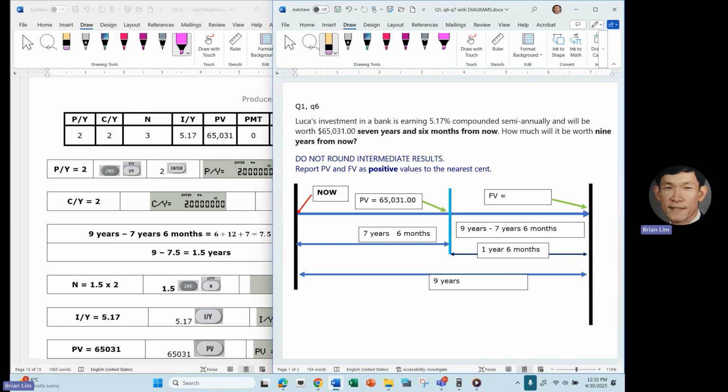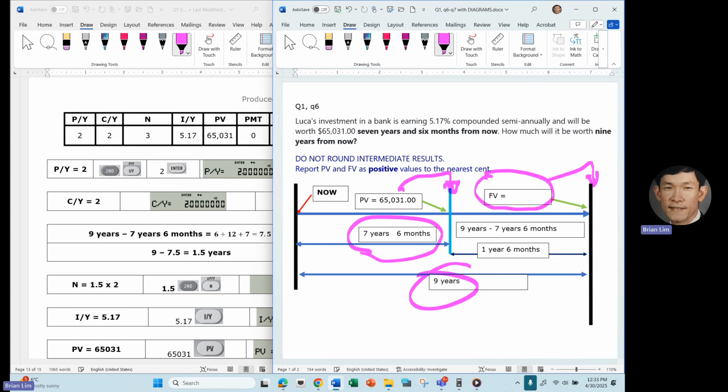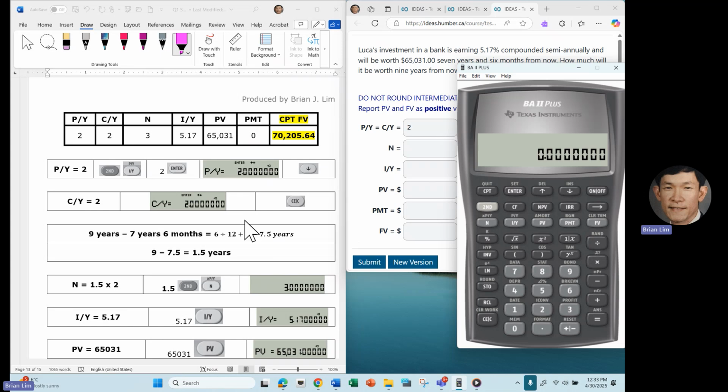We want the future value over here. So this is the future value at this point right there. And we're given this present value at this point right here. So that is the reason why we have to take this 9 years, which goes from now to 9 years from now, but we're given the present value at 7 years and 6 months. So that is resulting in this subtraction having to take place.